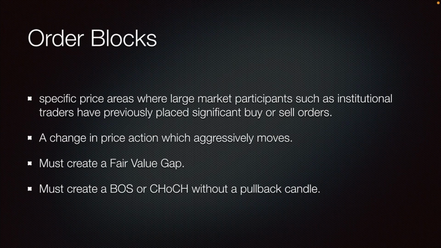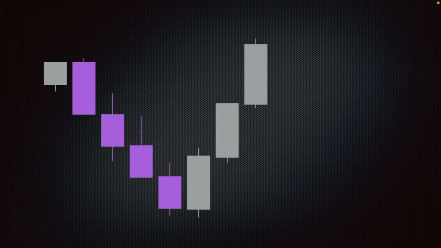So we want aggression. It must create a fair value gap, and it must create a break of structure or a change of character without a pullback candle. Now, it's a little bit different on some of the variation blocks, which we'll get into in a minute, but that is what the order block is. So what does that look like?